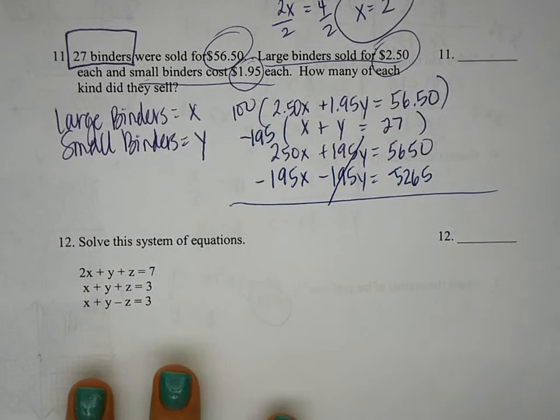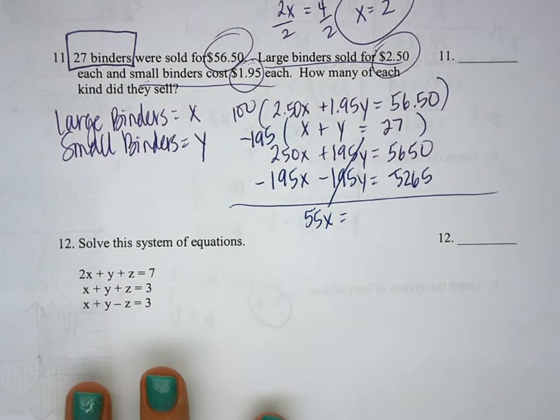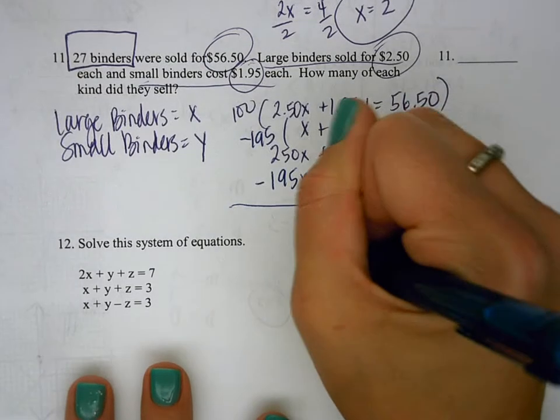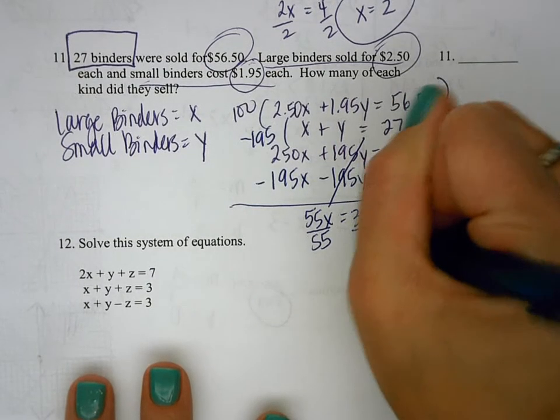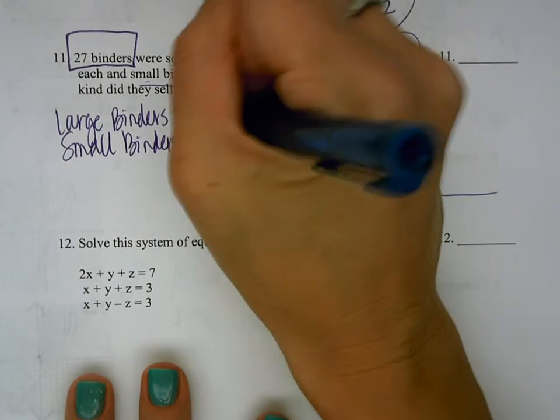250 minus 195 is 55x, equals, and when you subtract, we get 385. x equals 7. Very good. That's a large binder. Okay, divide by 55 and you get x equals 7. Okay, that is your large.